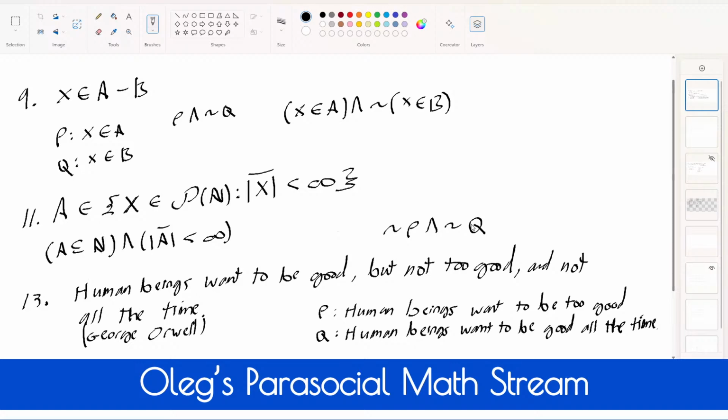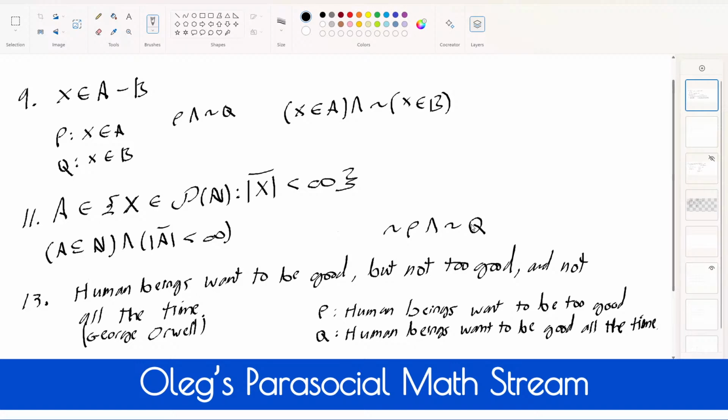So if we say not human beings want to be too good, so they don't want to be too good, and not human beings want to be good all the time, so they don't want to be good all the time, and they don't want to be too good. So that, at least logically, makes sense. Even if I don't get this right, I would at least get partial credit for this. That's how I feel about it. Let's see here.